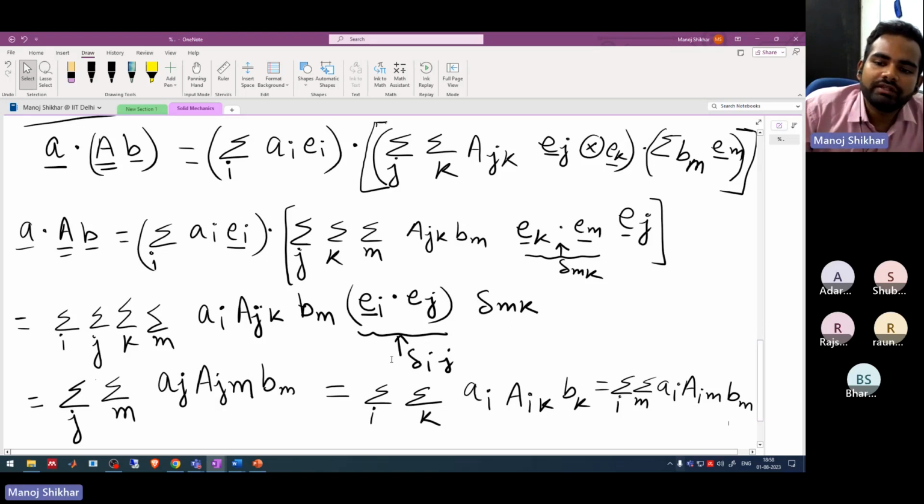The only thing you have to remember is when you coalesce this, when you use this delta_ij, which will be 1 when i equals j and 0 when i is not equal to j, then if you are keeping j here, you should keep j everywhere. Like a_i will be replaced by a_j. In this case, I kept the index i. That's why i is here and i is there, and j has vanished.